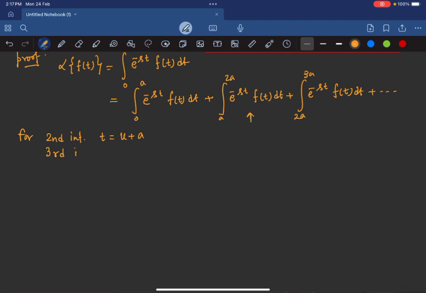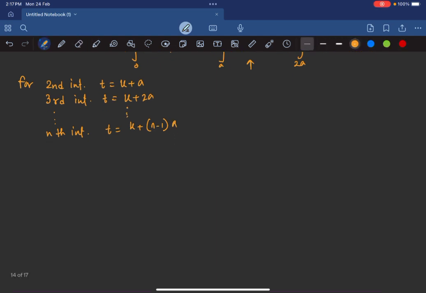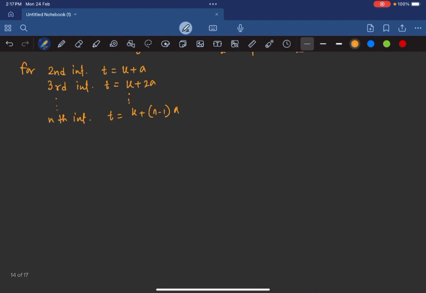And also for the third integral onwards, for the third integral if you put t is equal to u plus 2a, and similarly for the nth integral, if you put t is equal to u plus n minus 1 times a, then in that case the first integral becomes the integral from 0 to a of e power minus s u f of u du. You can write it like this.